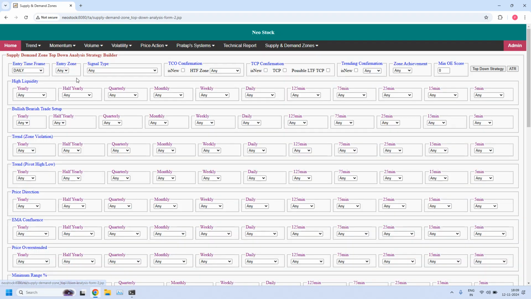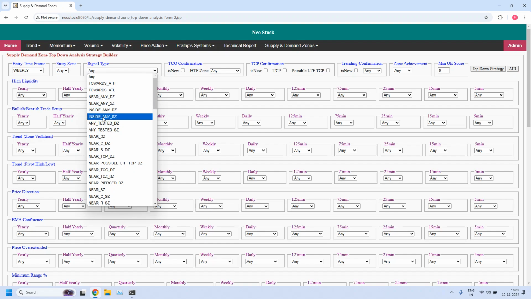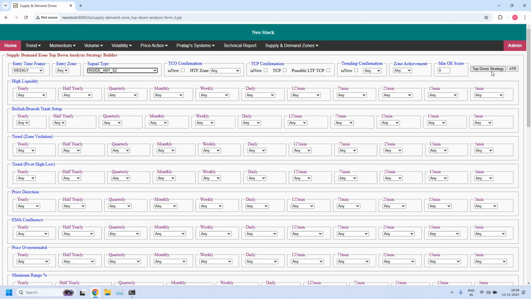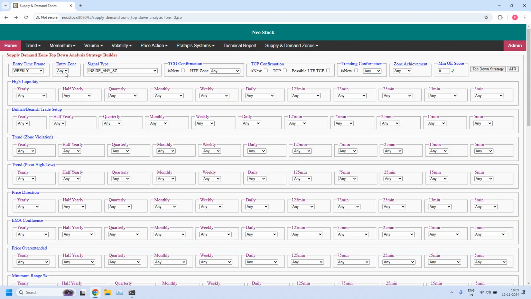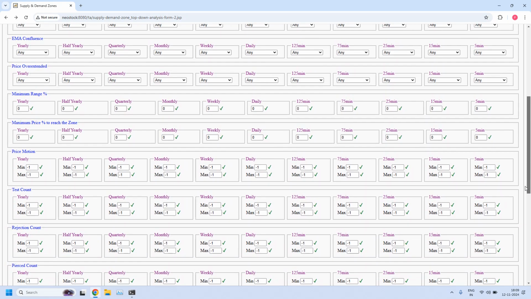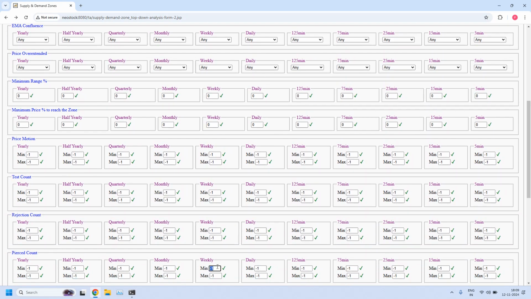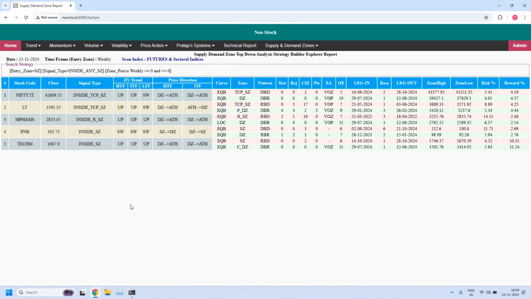Okay, next for weekly time frame, let us find the stocks where price closed inside the weekly supply zone. So 10 stocks are filtered. But any pierced zones, let us eliminate. Weekly supply zone pierced count, I have to set on weekly time frame as 0, 0. Minimum value 0, maximum value 0. Earlier we got 10, now we got only 5. That means in the earlier list 5 supply zones were pierced. Not demand zones, supply zones.